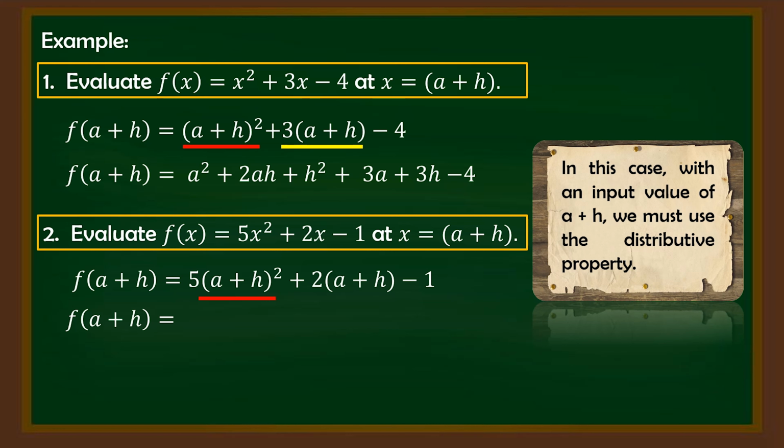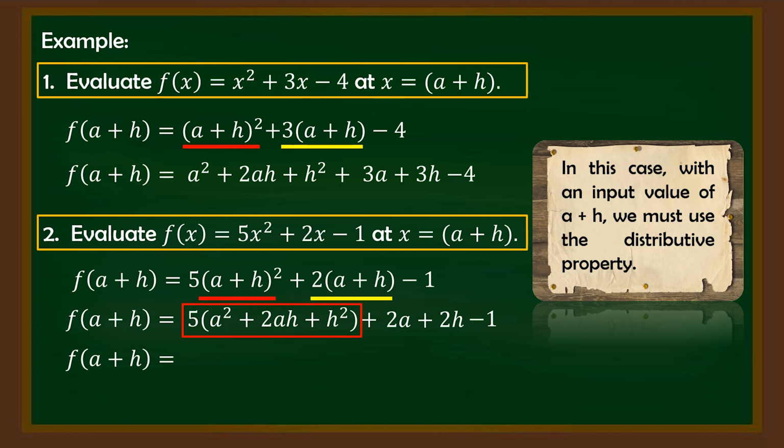Expand the binomial a plus h squared, which is equal to 5 times the quantity a squared plus 2ah plus h squared. Distribute 2 to the two terms inside the parentheses, which yields 2a plus 2h, then copy minus 1.